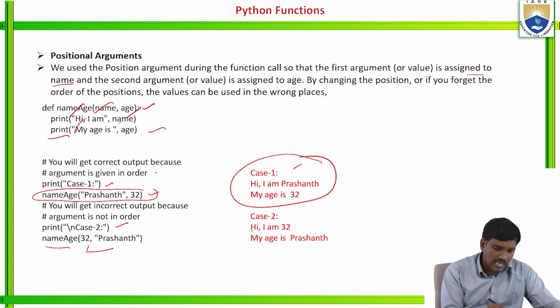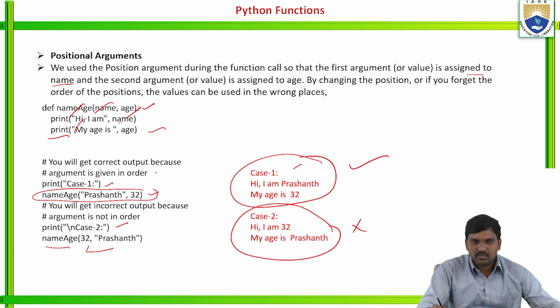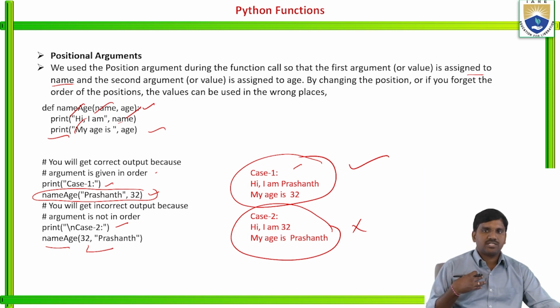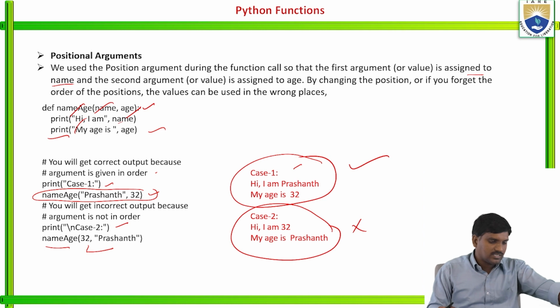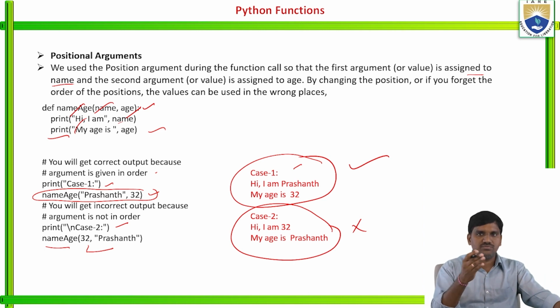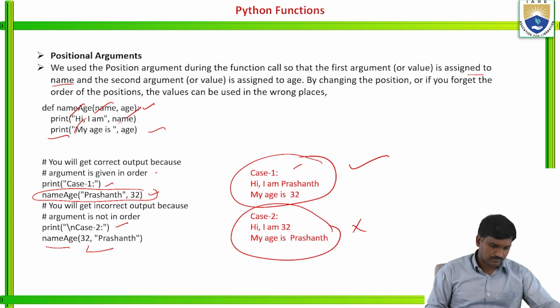In case 2, I am 32. My age is Prashanth. So here this is the wrong output. The first one is the correct output. So I am Prashanth. My age is 32. I am 32. My age for Prashanth is the wrong way. That is the positional argument. The position of the keywords you can arrange in a certain way.